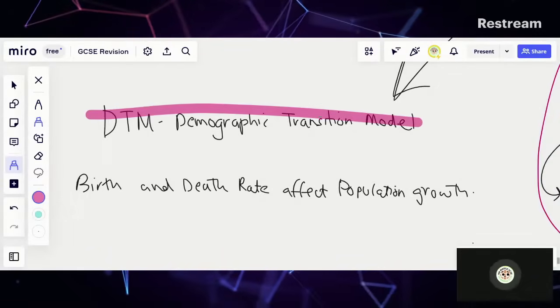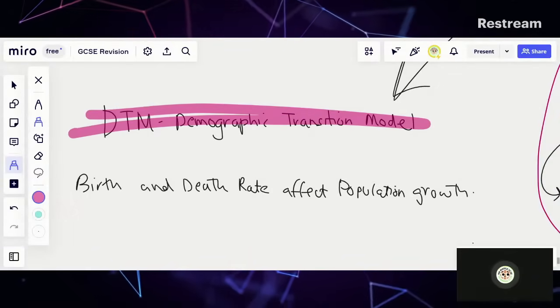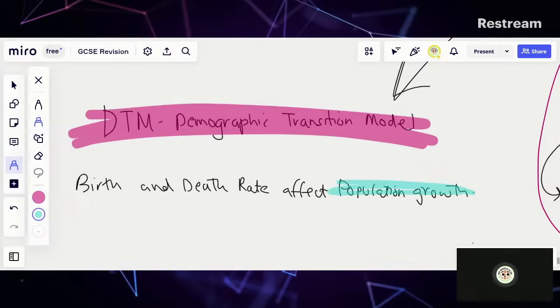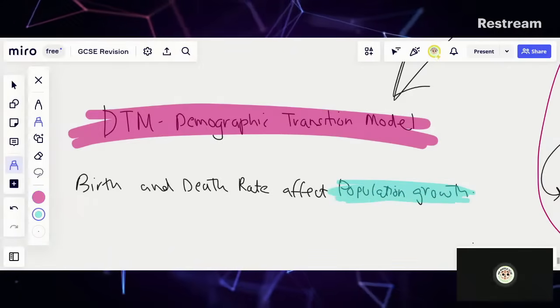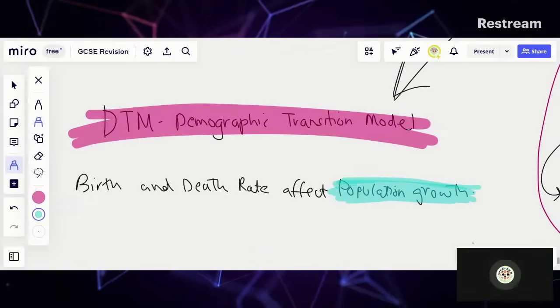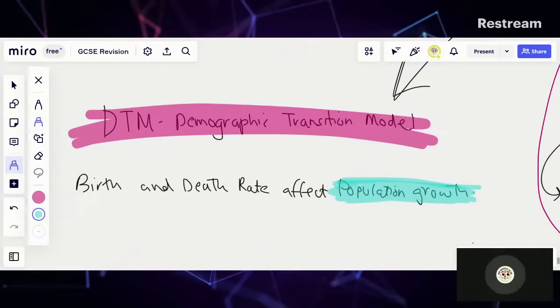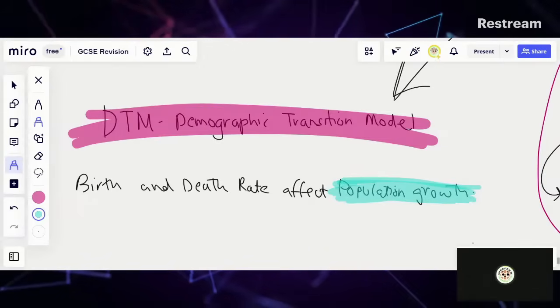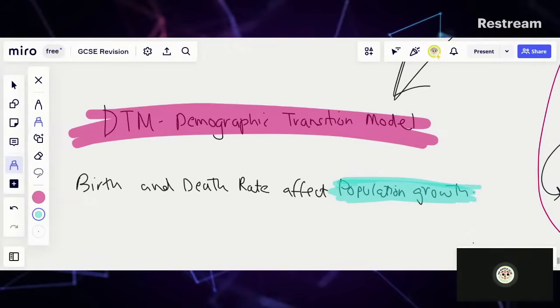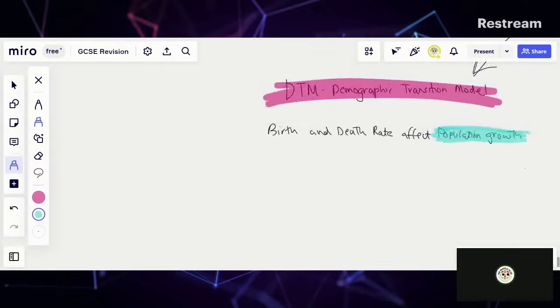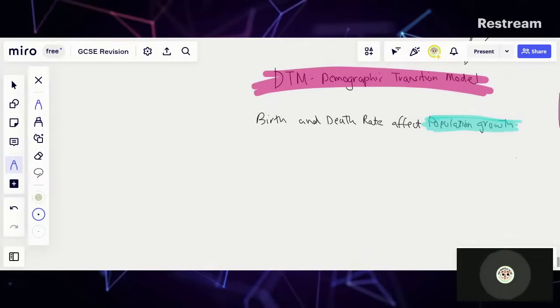But remember, you need to be really careful about this, because the purpose of this is to not just talk about the population, but the growth of the population. So populations overall change and overall they increase. However, do the birth rate and death rate cause any fluctuation in this? So let's look at the stages of the demographic transition model. There are 5 stages.